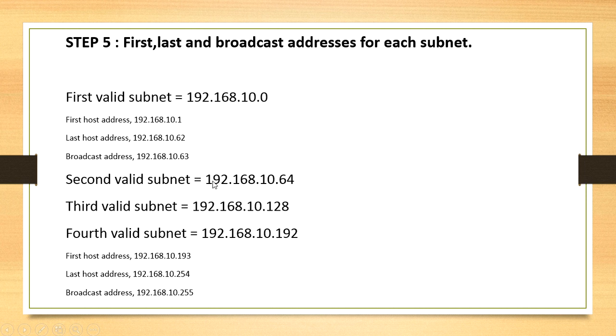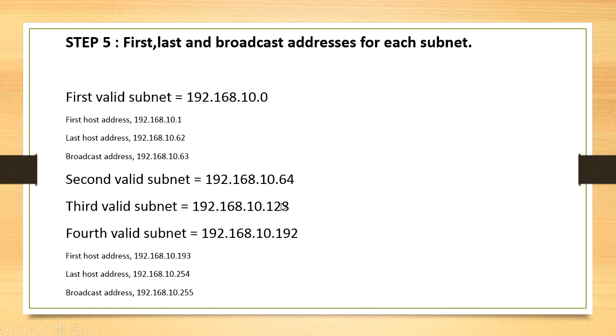So for this second subnet, this is the subnet ID, and the next will be the first host address for the second subnet. So the first host address for the second valid subnet will be 192.168.10.65. From 65 to 126 will be host addresses. So the last host address for this second subnet will be 192.168.10.126, because 127 will be the broadcast ID for the second subnet.